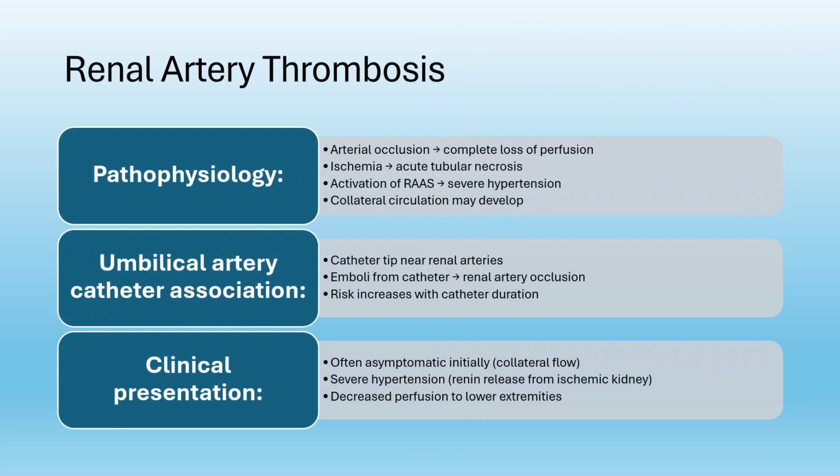Renal artery thrombosis represents a distinct vascular catastrophe, with pathophysiology fundamentally different from venous thrombosis. While venous occlusion produces congestion and hemorrhage, arterial occlusion causes immediate cessation of blood flow, resulting in rapid ischemic injury. The pathophysiology follows principles of end-organ ischemia.